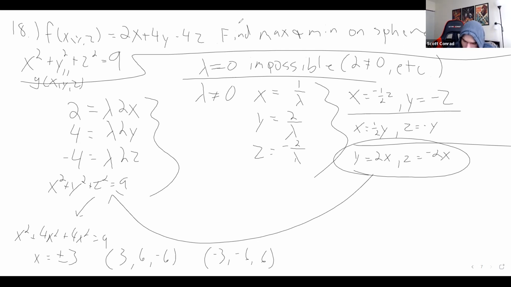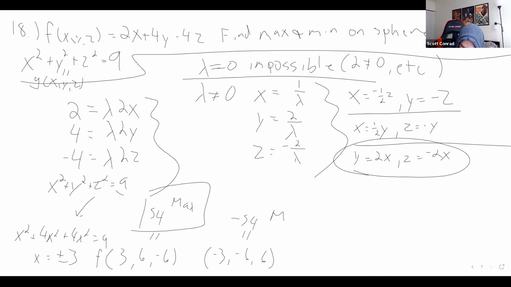And so plugging those in to our function, we get 6 plus 24, which is 30, plus 24, which is 54. And then we should get negative of that here, negative 54. So this is our max, and this is our min.